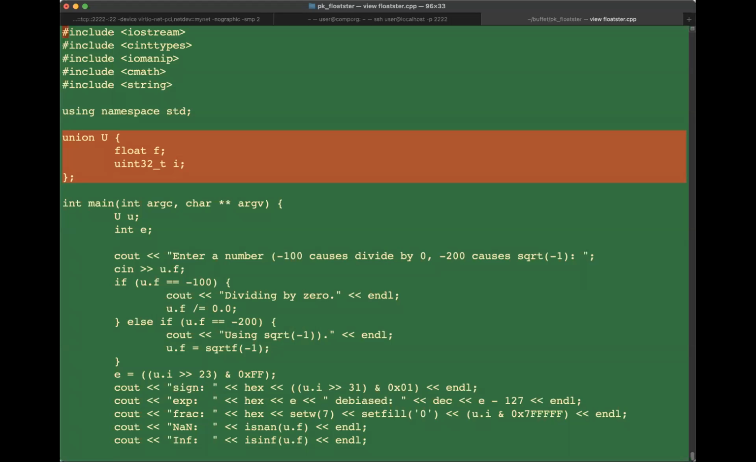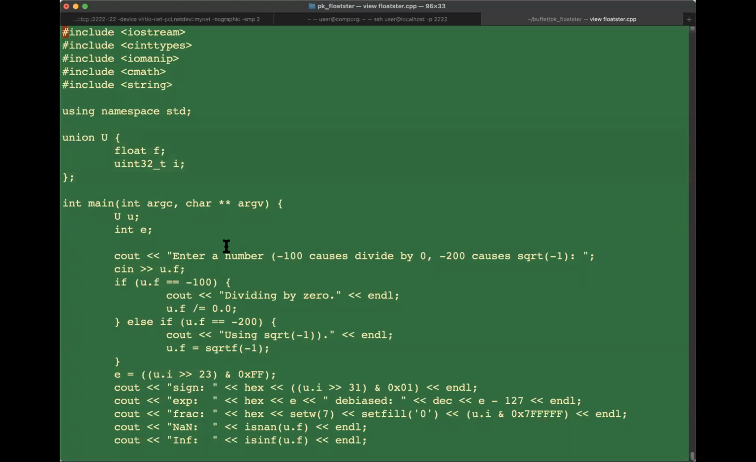Now the members of the union are float F, which is 32-bit, and a 32-bit integer I. Now I'm reading into F, but then I'm using I to examine the bits in F. So what do you think? Do they represent the same value? What do you think the union is doing?